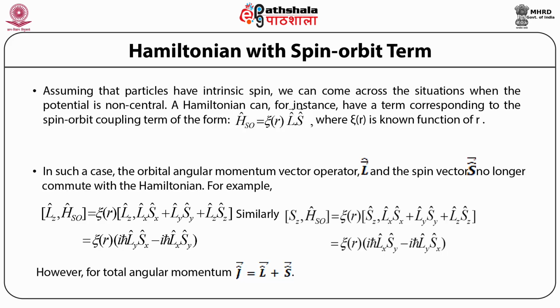In a similar manner, we can also write down the relation for the commutation relation between the z component of the spin angular momentum operator with the Hamiltonian operator for the spin orbit coupling term, and this turns out to be equal to xi as a function of r times the commutation relation of the z component of the spin angular momentum operator with the sum of the x components of the orbital angular momentum operator times the spin angular momentum operator, and the y component of the orbital angular momentum operator times the spin angular momentum operator, and the z components of the orbital angular momentum operator times the spin angular momentum operator. That means xi r times the commutation relation of the operator Sz with operator Lx times operator Sx plus operator Ly times operator Sy plus operator Lz times operator Sz.